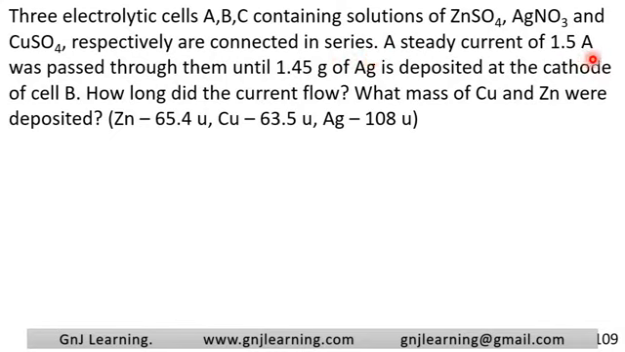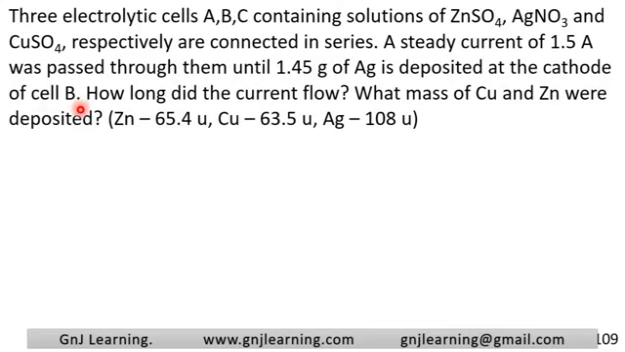A steady current of 1.5 ampere was passed through them. Since they are connected in series, if you pass 1.5 ampere, all the 3 cells will get that steady current of 1.5 ampere. And they passed the current until 1.45 gram of silver is deposited at the cathode of cell B. In cell B it is AgNO3.